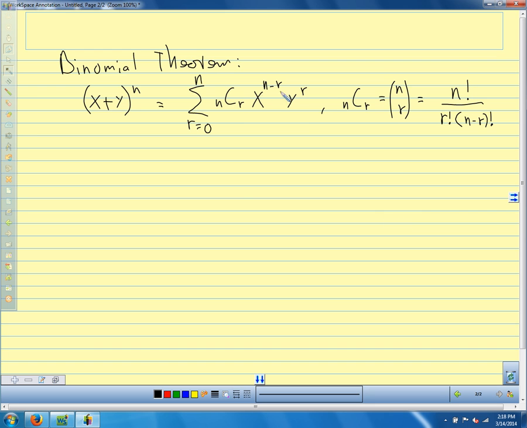So the sum of the powers on our terms is always n. n minus r plus r is just n. And it turns out that this n choose r has the symmetry that we're looking for. We call this nCr, n choose r, the binomial coefficients.